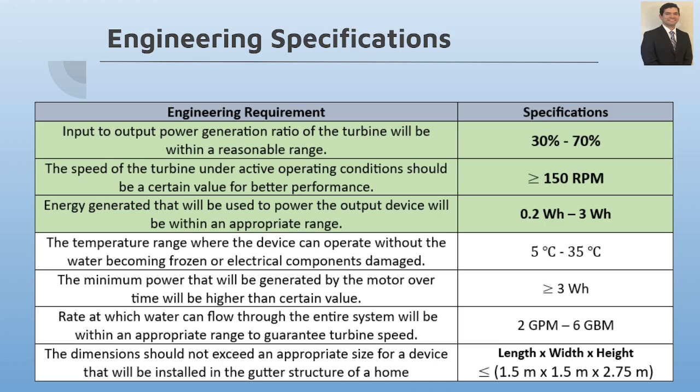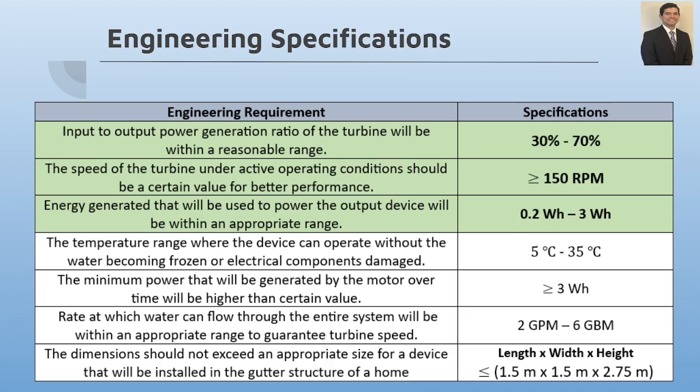the LCD screen. We're expecting that the temperature inside of this device will stay in the range between 5 to 35 degrees Celsius, which will keep the water from becoming frozen and the electronic components from getting damaged. The generation rate refers to the minimum power that will be generated by the motor over time, while the turbine is under active operating conditions.